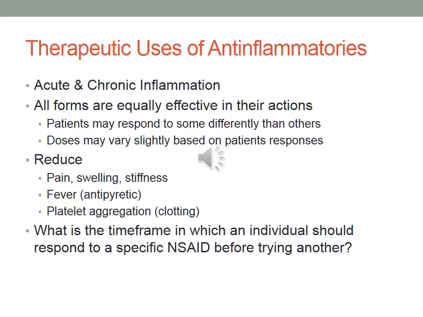In reference to acute and chronic inflammation, so your therapeutic uses of your anti-inflammatories, they can be used for both. Again, clinically, you just have to watch. A lot of your more chronic pain type things could be more degenerative based and won't necessarily be applicable for using anti-inflammatories. With all forms of anti-inflammatories, if you look at over-the-counter anti-inflammatories, and we're going to cover a couple different types, they're all essentially equally effective in what they do. It's just that sometimes patients respond differently to some than others, and this is a point that we'll talk about in a little bit. The doses are going to vary as well. But for the most part, they're all equally effective.